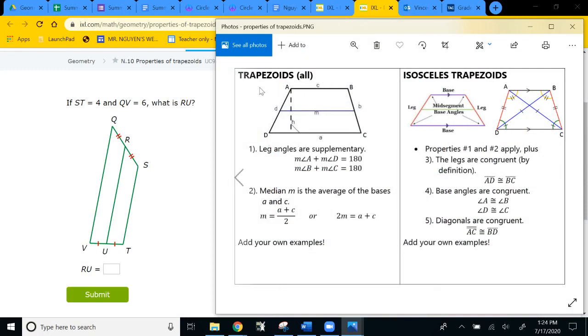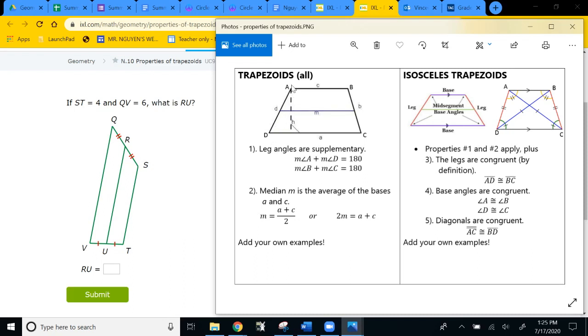For trapezoids, there are two types. There's a regular trapezoid, and there are what we call isosceles trapezoids, right? So isosceles trapezoids are just a little bit more special because the legs are the same. So what do we know about trapezoids? Well, we know the middle line, the midsegment or the median, is the average of the two bases. So it's kind of like the middle base, right? It's kind of like your three-story house. You have the first story in between the two other stories, right? Sort of like that.